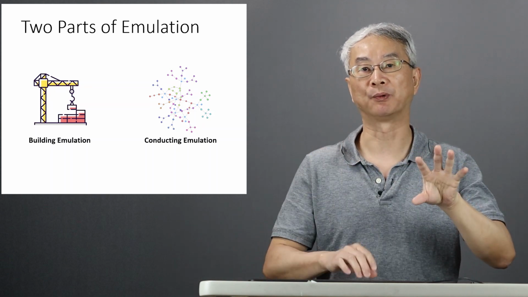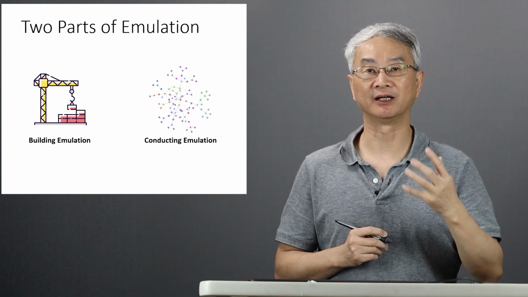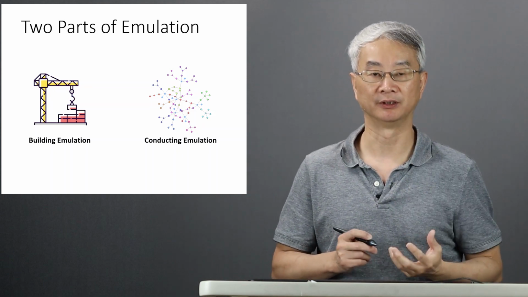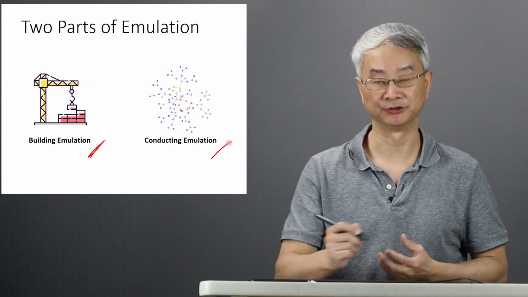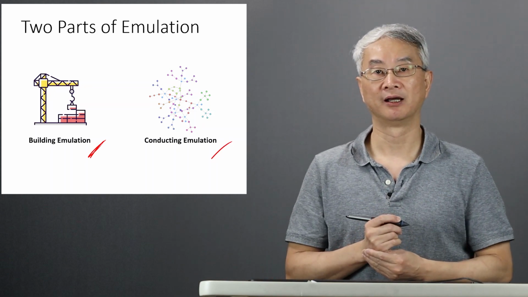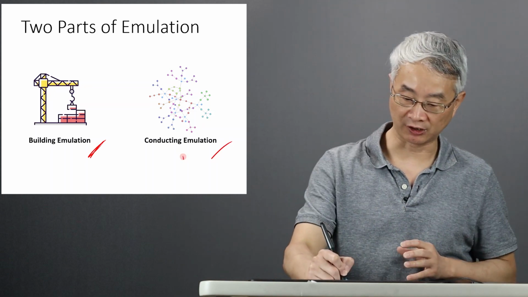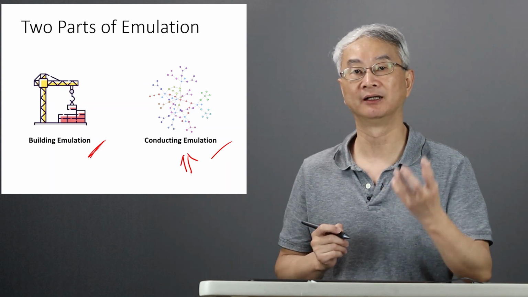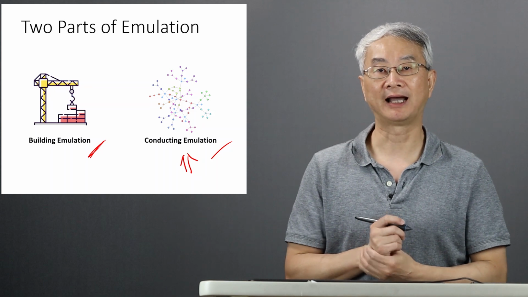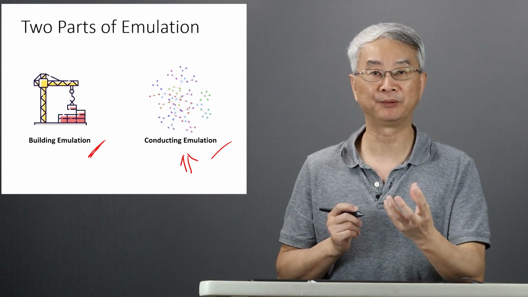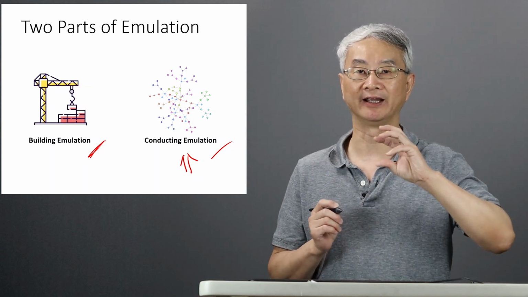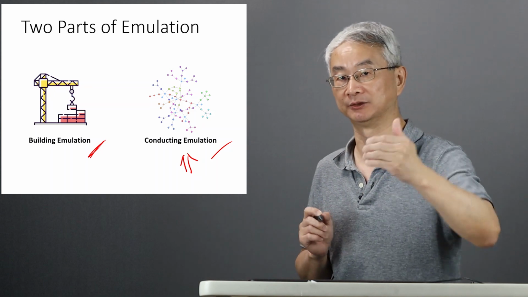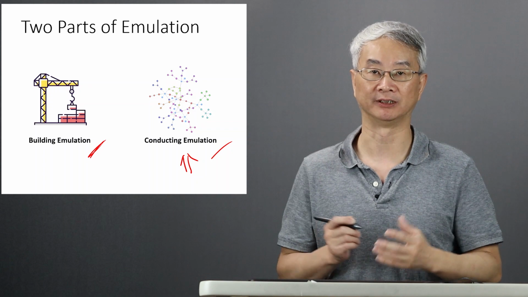And these are the two parts. When you build an emulator, you're typically talking about these two parts: building and also conducting the emulation. A lot of existing work focuses on conducting the emulation, emulating the real world. That is very important, especially if you do this in an industrial setting. You do want to emulate the world as accurately as possible. And that is very important.